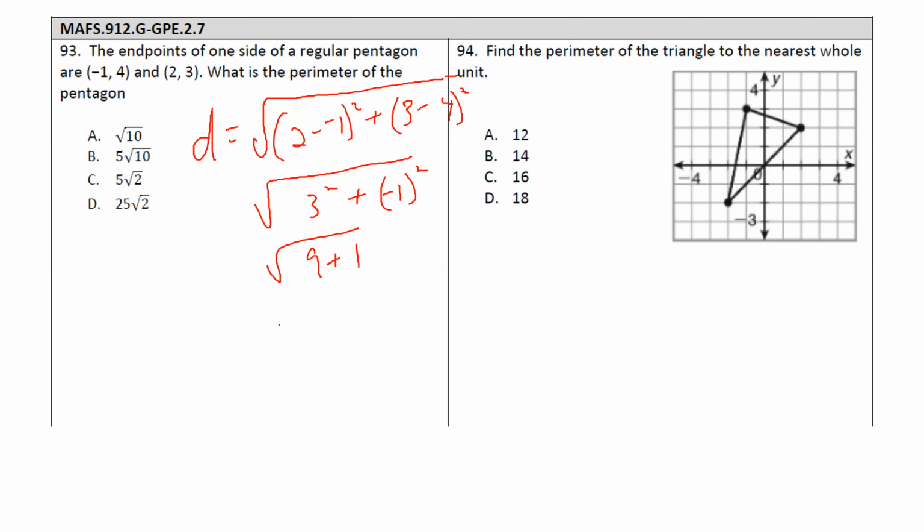Now, that is one side. How many sides do we have on a pentagon? 5. So that's 5 times square root of 10, which is option B.